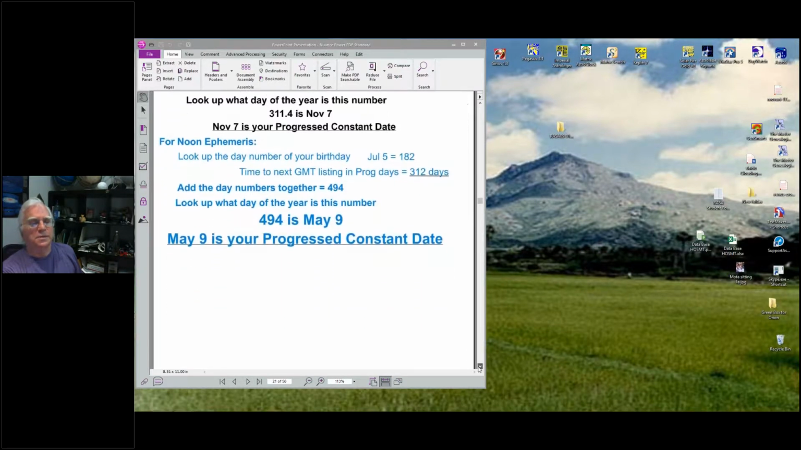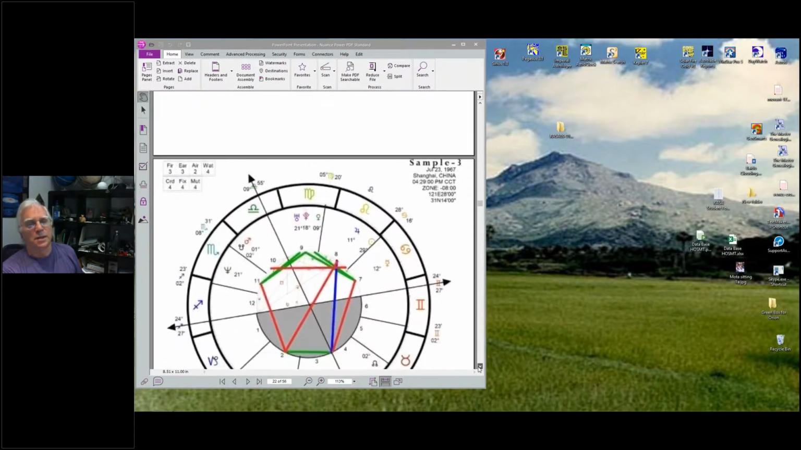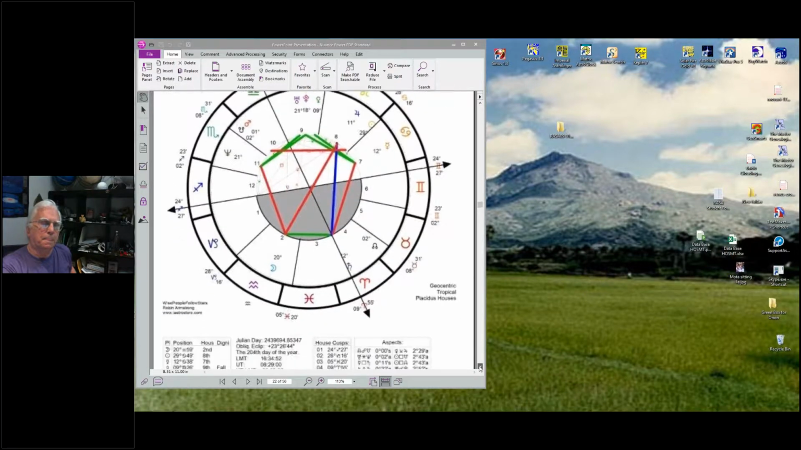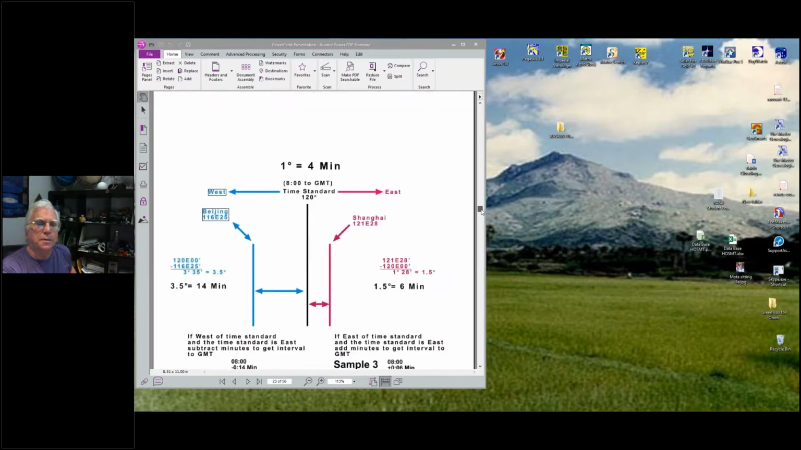Okay, so the ephemeris that you're downloading from Astrodienst or from Astro.com are all done for midnight. So midnight is 0 hours, the beginning of the day, 0 a.m. Okay, sample 3, Shanghai, July 23rd. It's the same no matter where you are in the world.